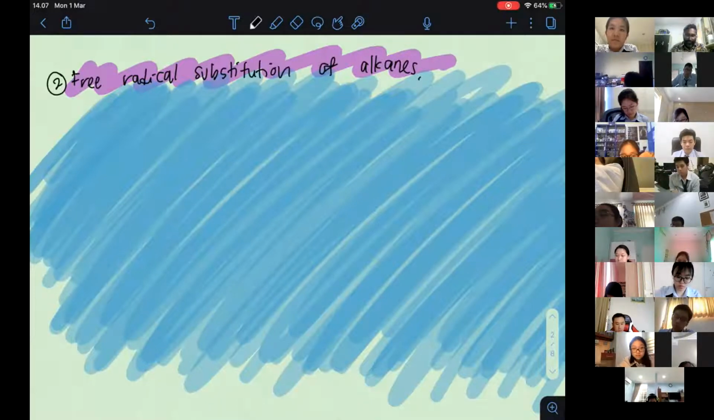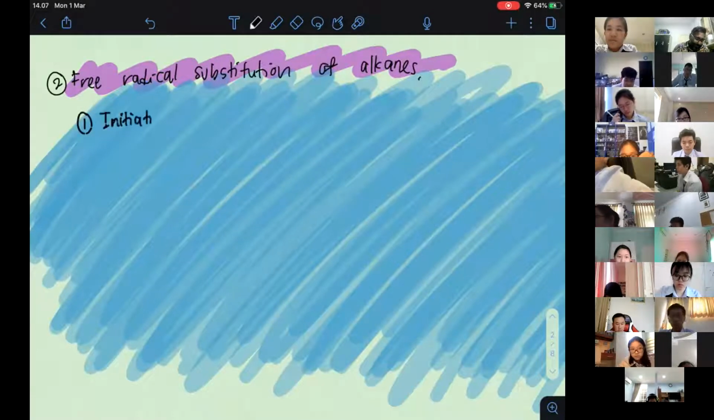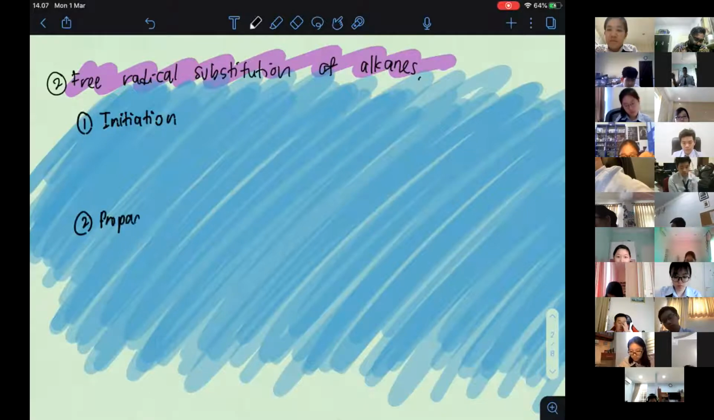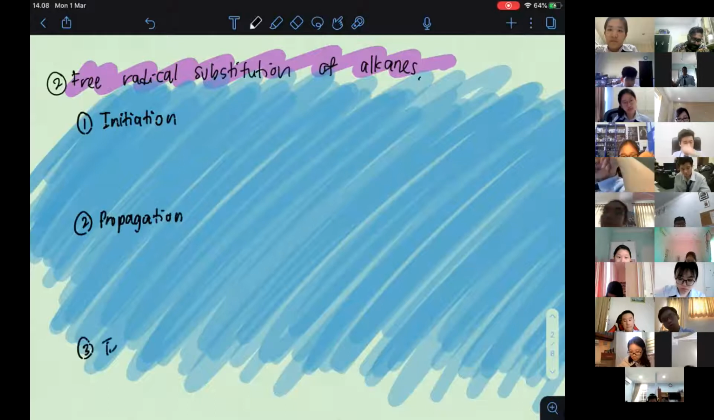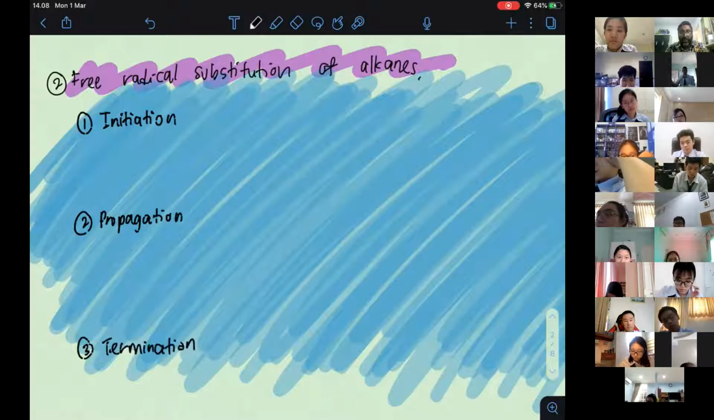What are the steps? Step number 1, initiation. Step number 2, propagation. Step number 3, termination. So there are a total of 3 steps: initiation, propagation, termination.